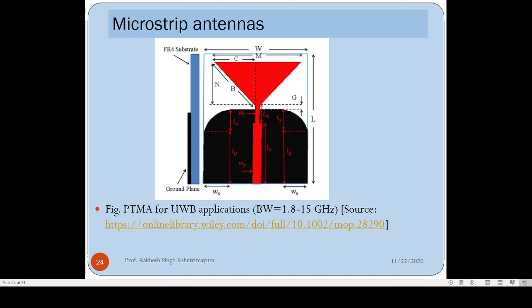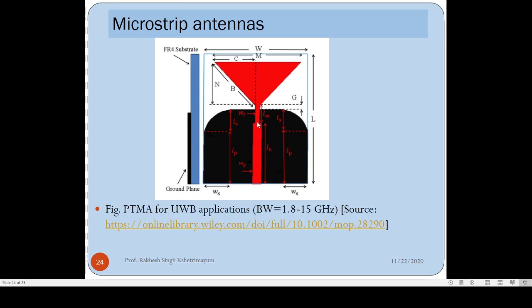The second antenna, as I already told you, is a printed triangular monopole antenna. Look at this. This is a ground plane. Here the substrate has a dimension of W and L, but you see that this ground plane portion has been removed. So this is no longer a microstrip antenna. We call this a printed monopole antenna. And the structure of this patch here is triangular in shape. That's why we call it a printed triangular monopole antenna.